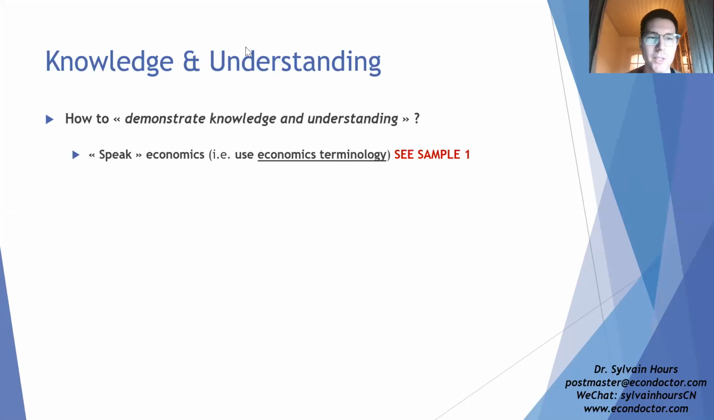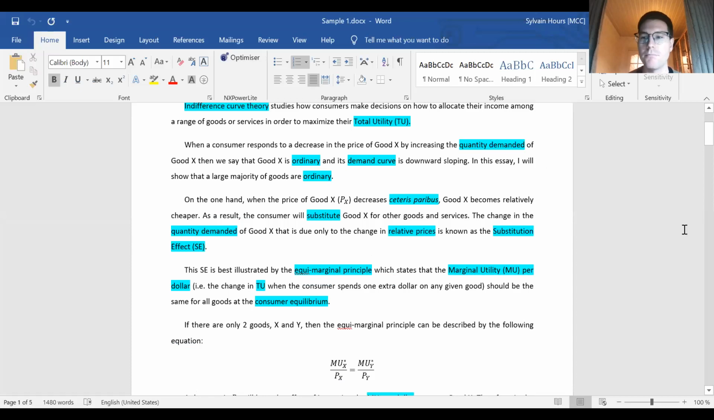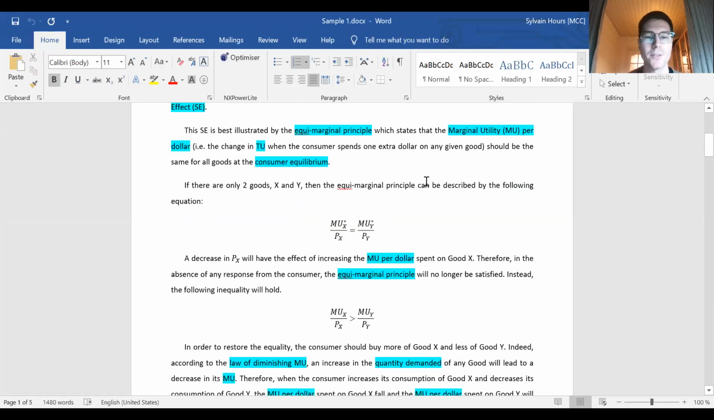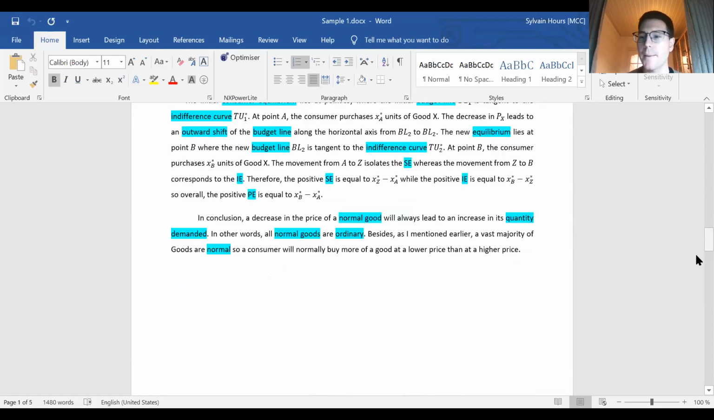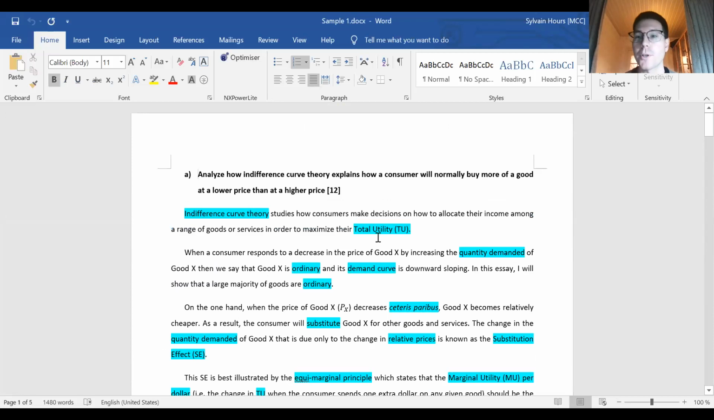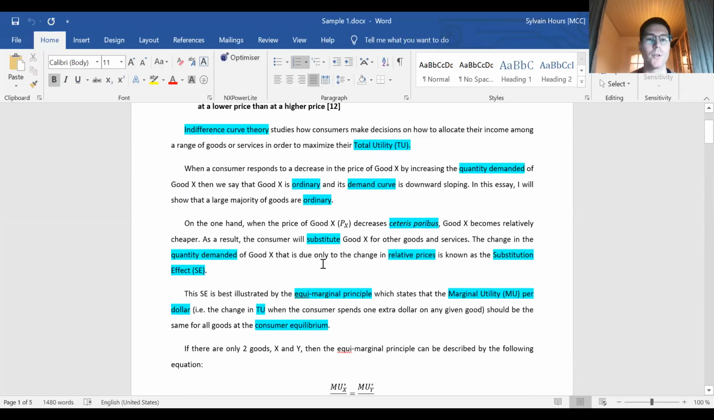Let me just share my screen again. You should now see a Word document, which is basically a sample answer that I have typed for an essay. And I have highlighted all the keywords that I have used in this essay. Look at that, it's everywhere, you see? So that's A2, that's about consumer equilibrium in A2.